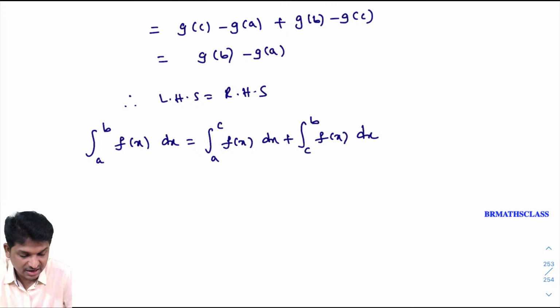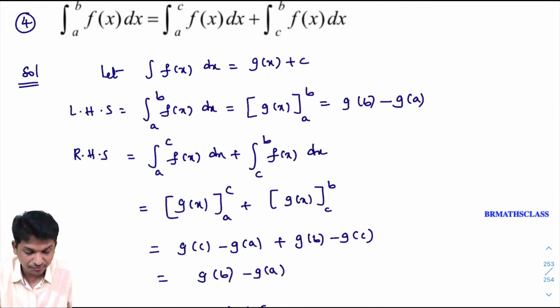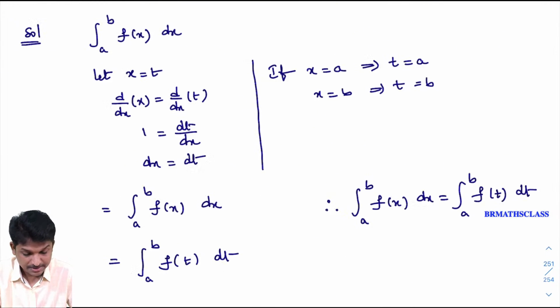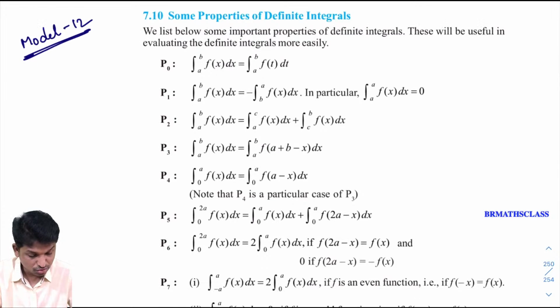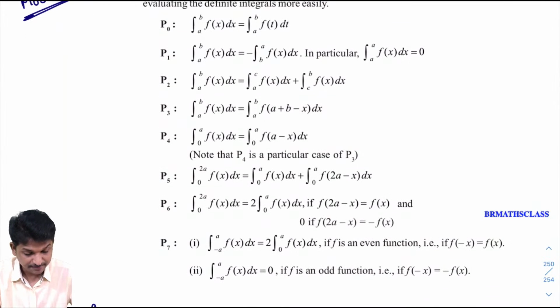I hope you are understanding. This is property number 4. Right? So total 9 properties are there. We completed 4 properties. Very good. Now we'll move to this 5th property.